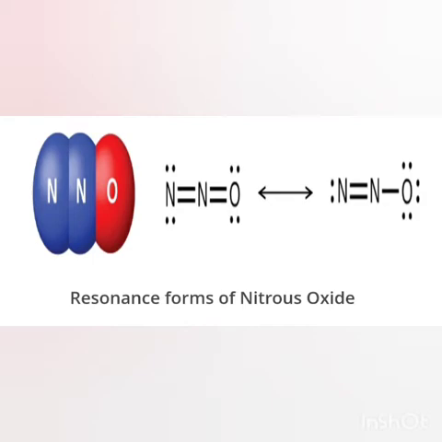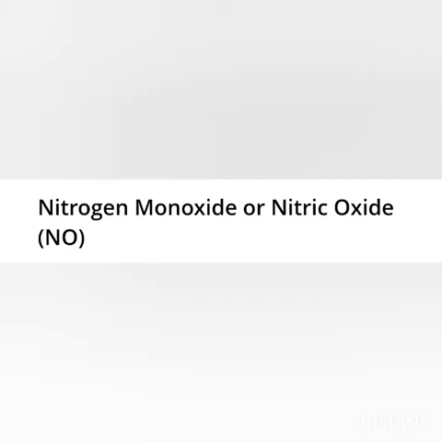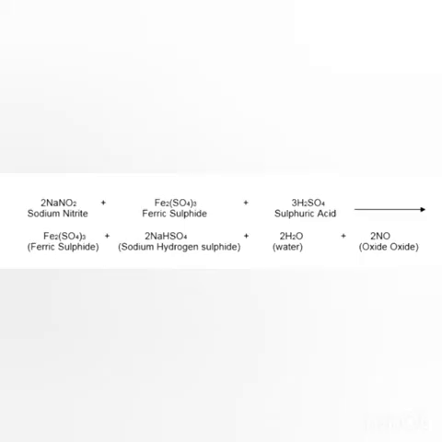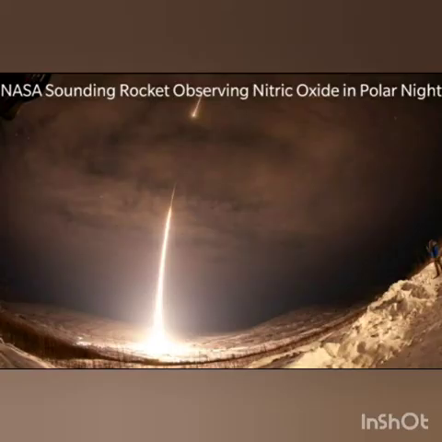Now we come to the next important oxide of nitrogen, that is nitric oxide or nitrogen monoxide. You know its formula is NO. It can be manufactured by reduction of nitrite salt with ferrous sulfate. You can see the reaction of sodium nitrite with ferrous sulfate in presence of sulfuric acid to prepare the nitric oxide. Then you know nitric oxide is a colorless gas which achieves blue shading when melted.